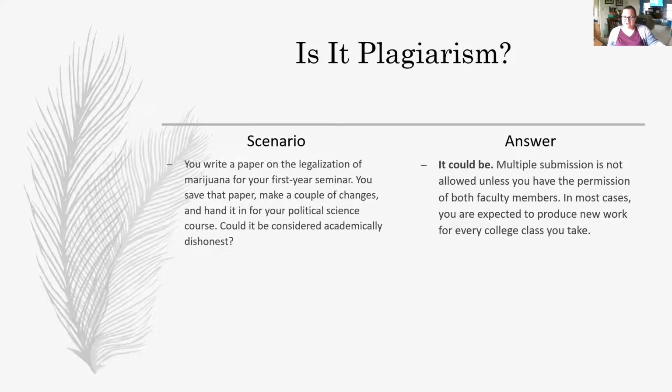So our first scenario here, you write a paper on the legalization of marijuana for your first year seminar. You save that paper, make a couple changes to it, and then hand it in for your political science course the next semester. Could it be considered academically dishonest? It could be. There's a term for this that we'll see towards the end of the PowerPoint. It's called Falstaffing. No, this one's called double dipping. My bad. Double dipping.